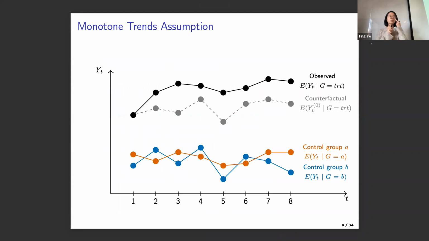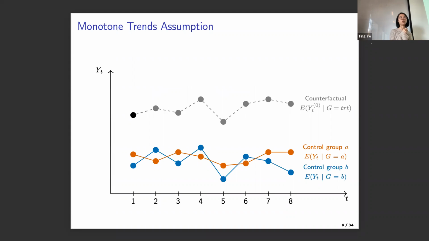Right. So first, what is the monotone trend assumption? With multiple time points, we still use t equals 1 to denote the pre-treatment period and t equals 2 and afterwards to denote the post-treatment period. And then we have this black solid line to represent the observed outcome path for the treated group. And then we use this dashed gray line to represent the counterfactual outcome path for the treated group without the treatment. So essentially, because we just need to identify the counterfactual outcome path, we will be omitting the observed outcome path for now.